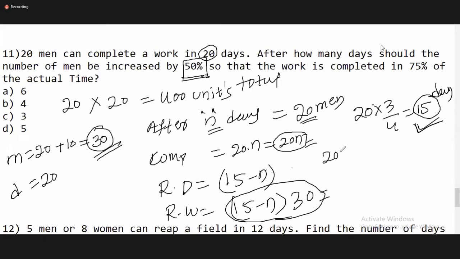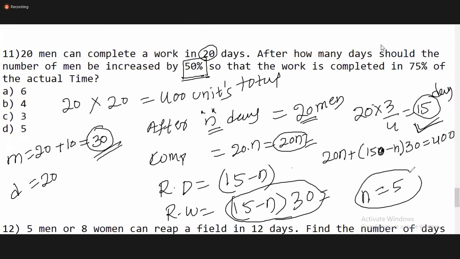So can I conclude? Initially, I have completed 20n work. Again, I have to complete (15 minus n) into 30 work. This total is equal to only 400, no? Yes or no? So if you calculate this, you will get n equal to 5. Okay, if you calculate this, n is equal to what? 5.